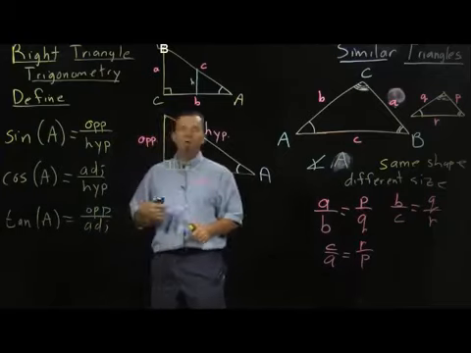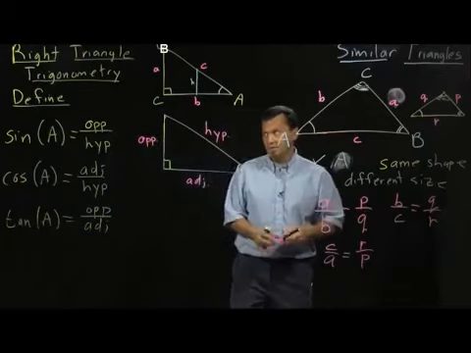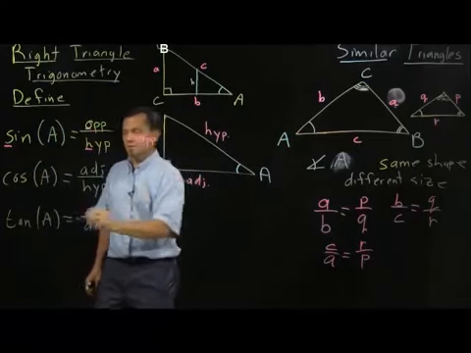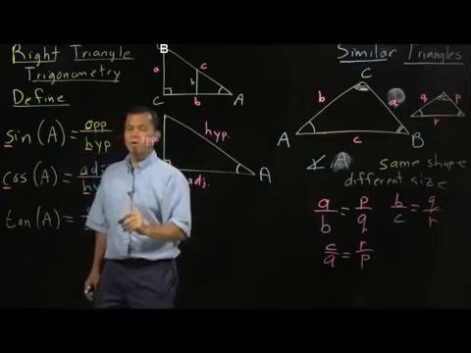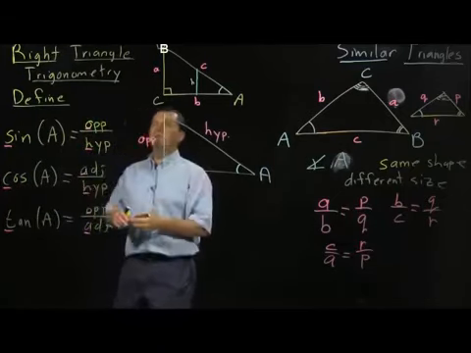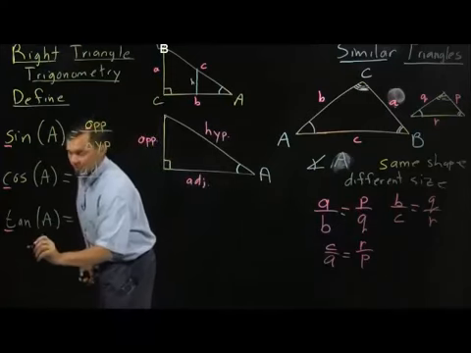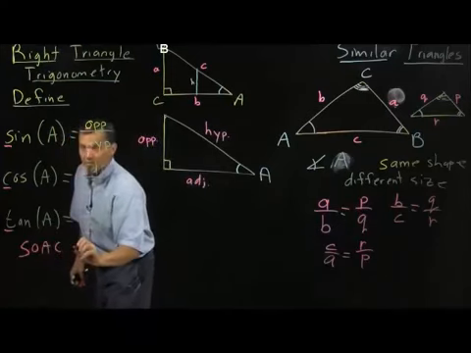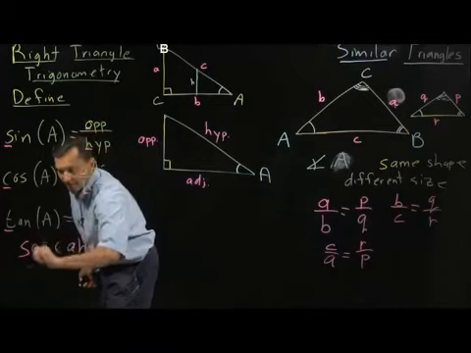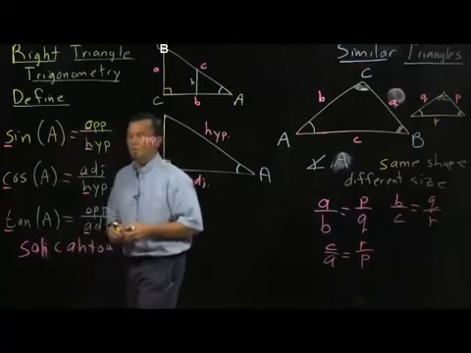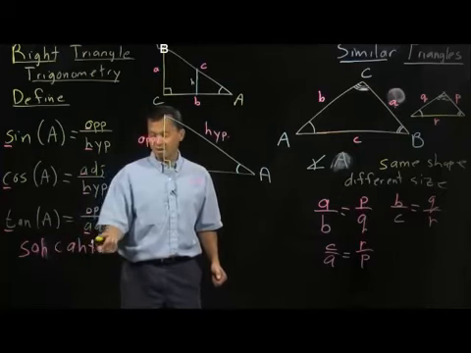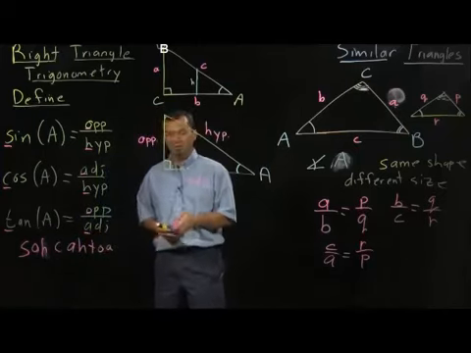Okay? Now there are many different little sayings and ways to remember this, but the big thing is sine is opposite over hypotenuse, cosine is adjacent over hypotenuse, and tangent is opposite over adjacent. So one of the ways people remember right triangle trigonometry is SOHCAHTOA. S-O-H, C-A-H, T-O-A. Sine is opposite over hypotenuse, cosine adjacent over hypotenuse, and tangent is opposite over adjacent.